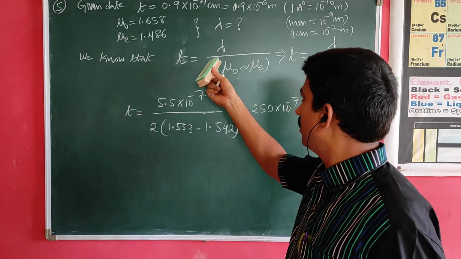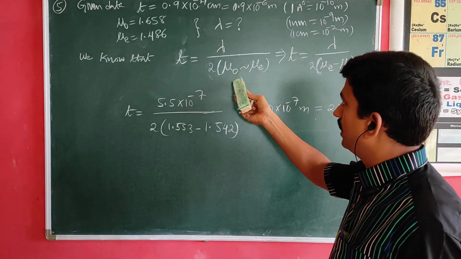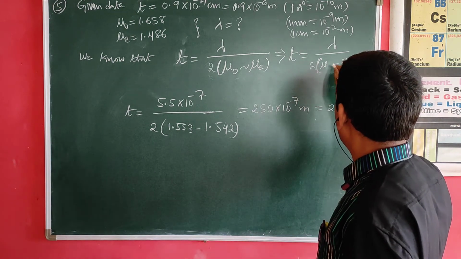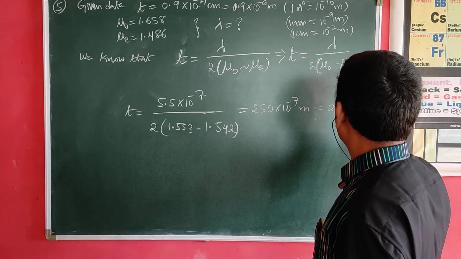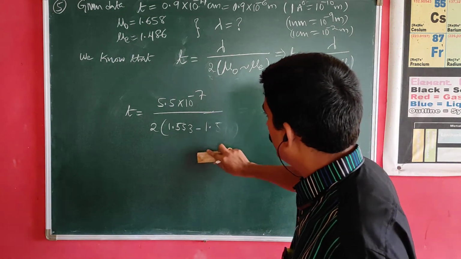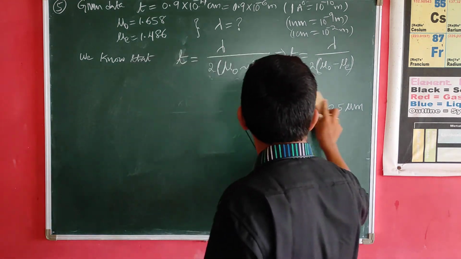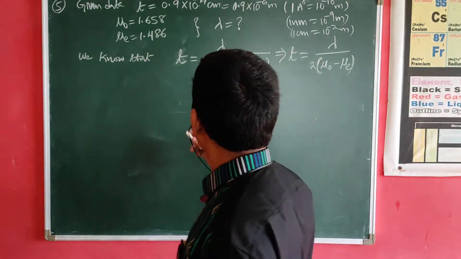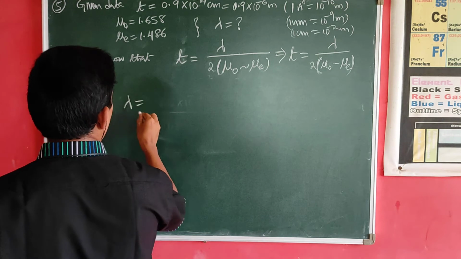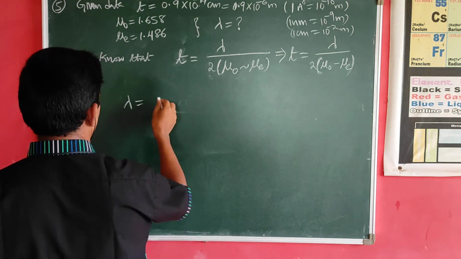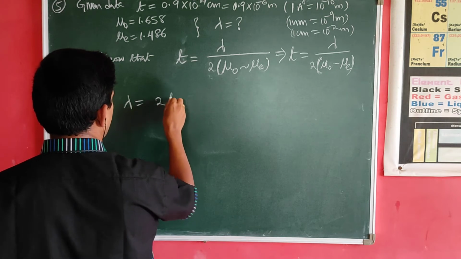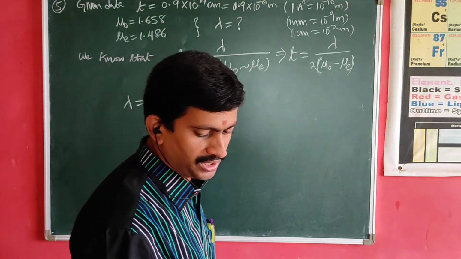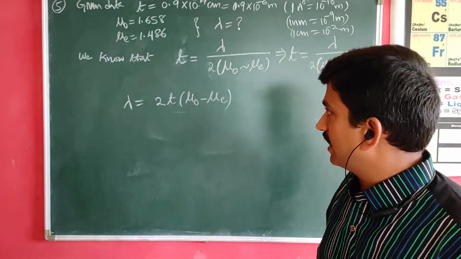We know the formula: thickness T is equal to lambda by 2 into mu O minus mu E. But we need to find the value of wavelength, so we have to rearrange the terms. Lambda is equal to 2 into T into mu O minus mu E. Now substitute all the values, then you will get the answer.